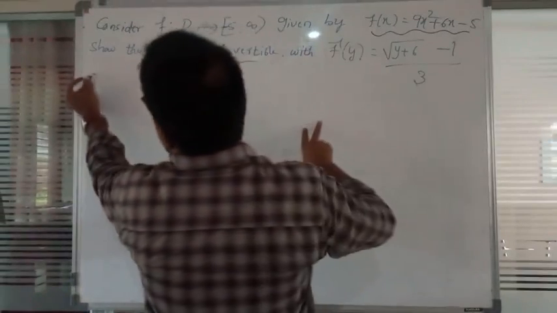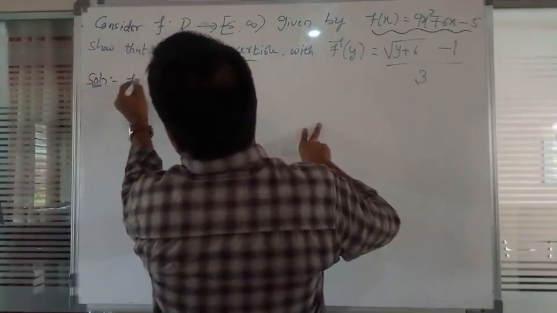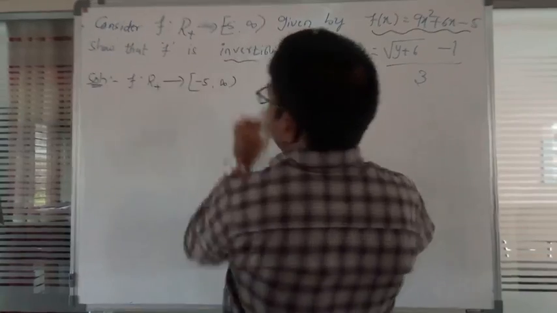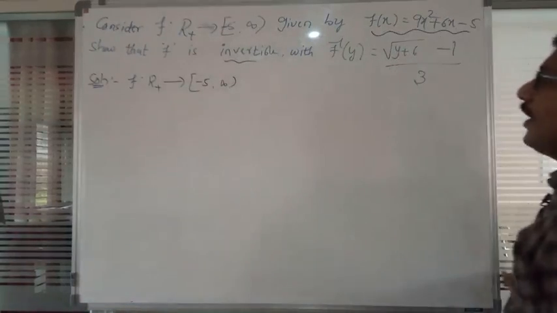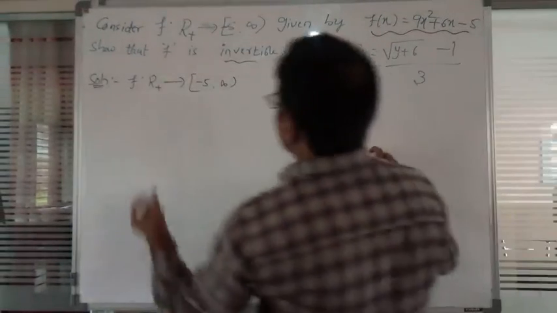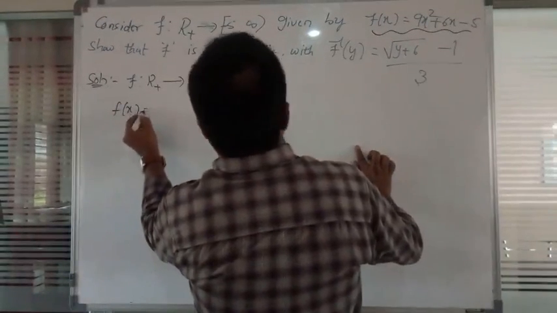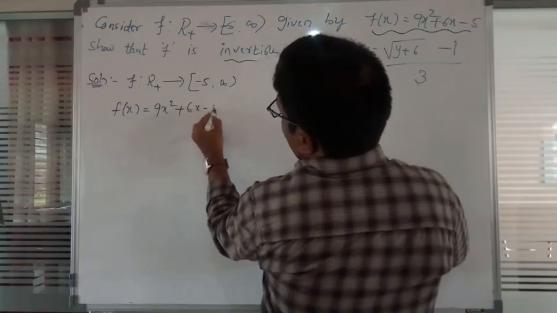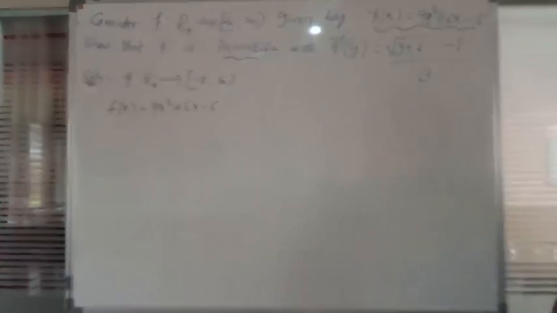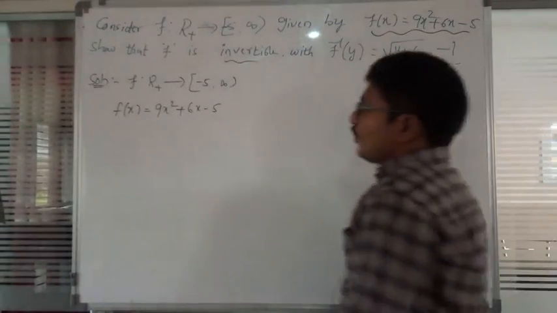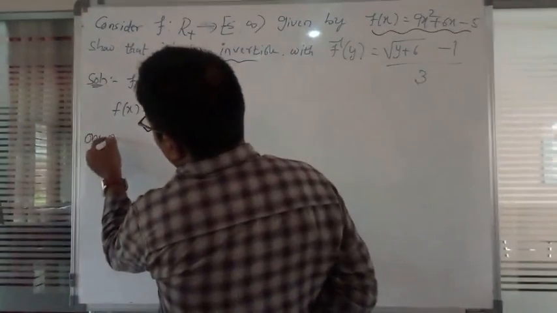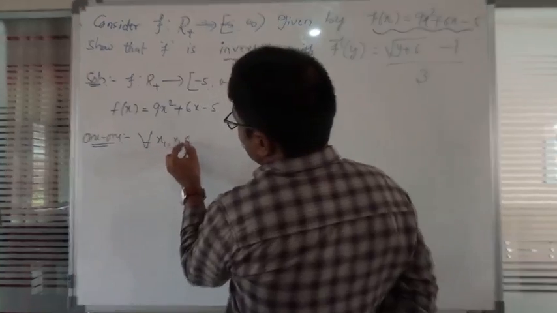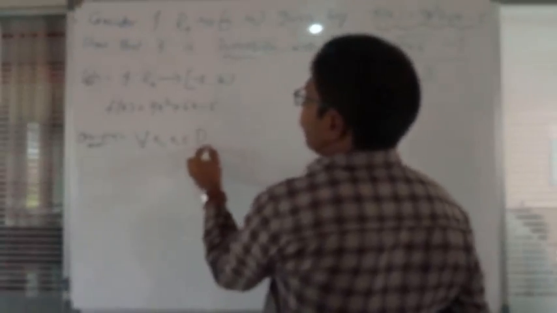First, the solution. Write the function: f from R plus to minus 5 to infinity, where f of x is equal to 9x square plus 6x minus 5. To show it is one-one, first write for all x1, x2 belongs to the first set.